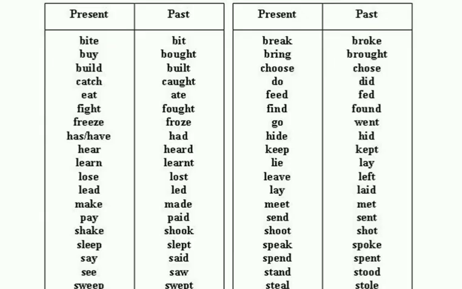Now these are irregular verbs. Here we have to change the vowel. Bite, bit. Buy, bought. Build, built. Catch, caught. Eat, ate. Fight, fought. These are some more examples. As I told you in the earlier class, once again to recollect the present and past verbs, right? For this only I told you to just recollect.